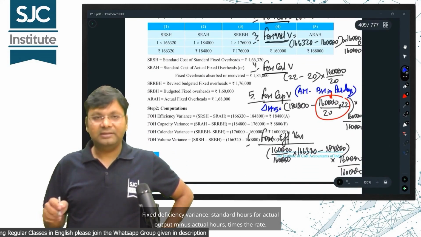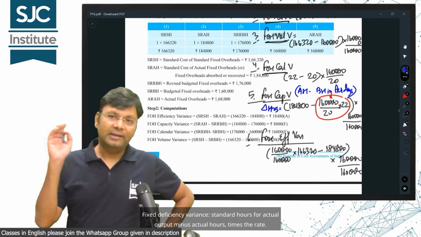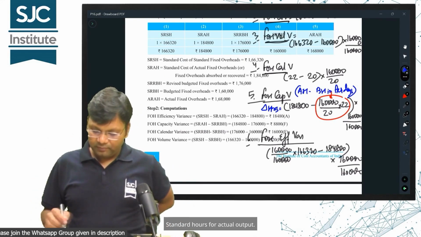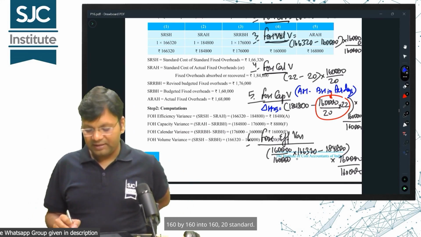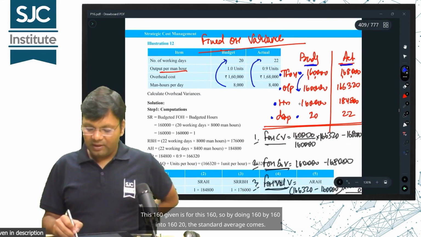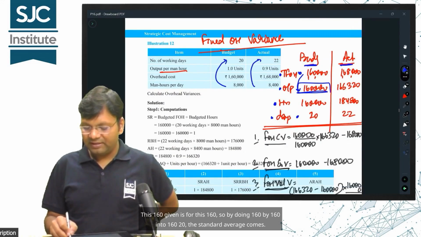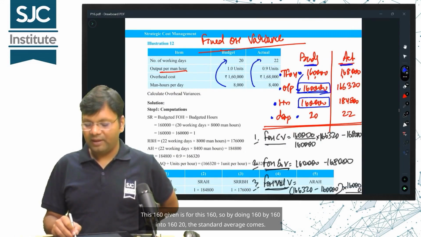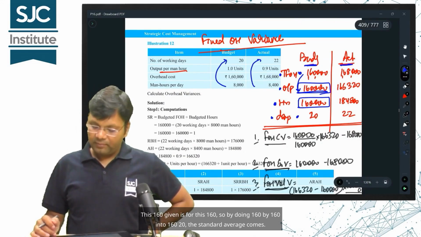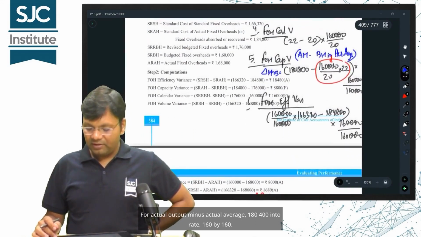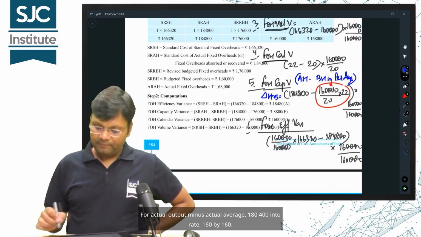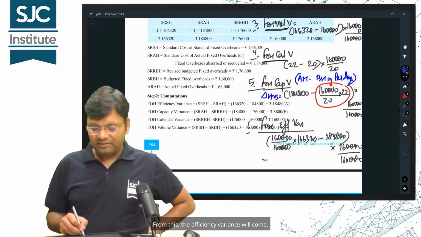Fixed efficiency variance is standard hours for actual output minus actual hours, times the rate. Standard hours for actual output: how will it come? 160 by 160 into 160, 20 standard. This 160 given is for this 160, so by doing 160 by 160 into 160, 20, the standard average comes. Standard for actual output minus actual, 180, 400 into rate, 160 by 160. From this, the efficiency variance will come.